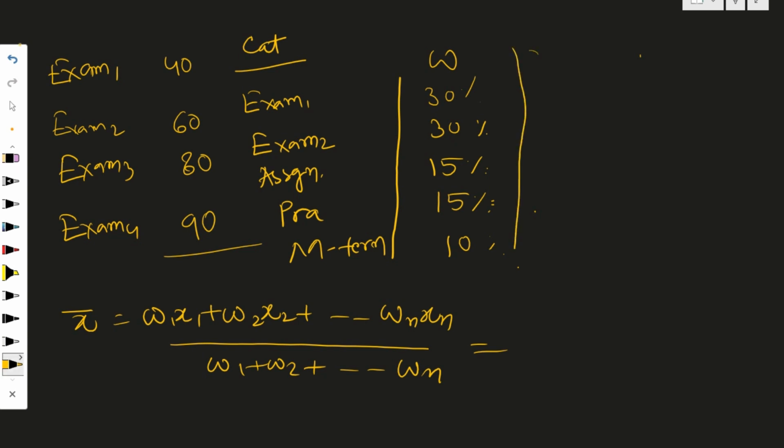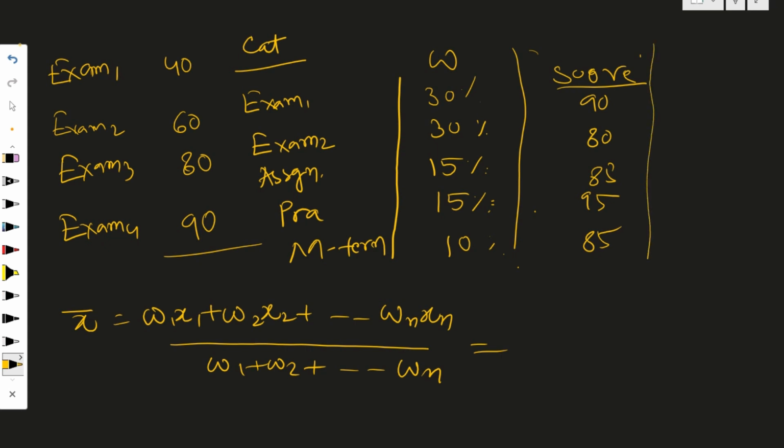So the score we have not given. Suppose this score, I'm not habituated to using this pen type. Suppose in exam one we have 90, in exam two we have got 80, and in assignments we got 85. In practicals we got something like 95, and then again we have 85.